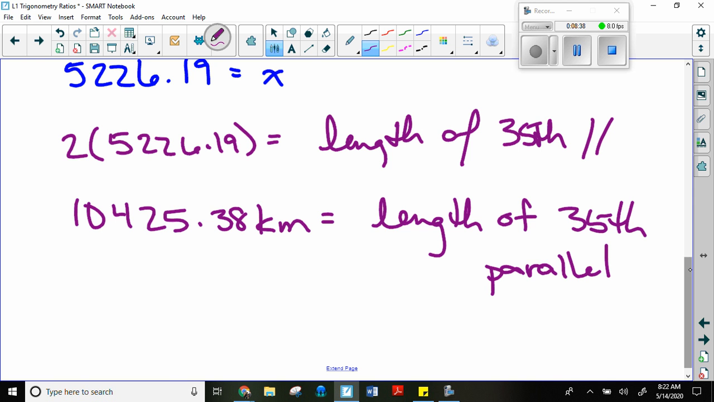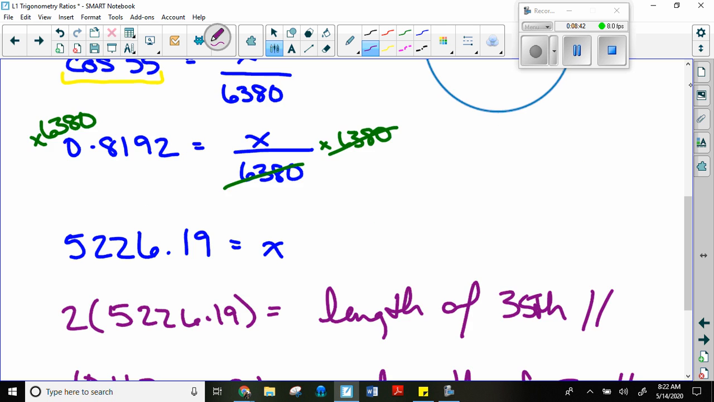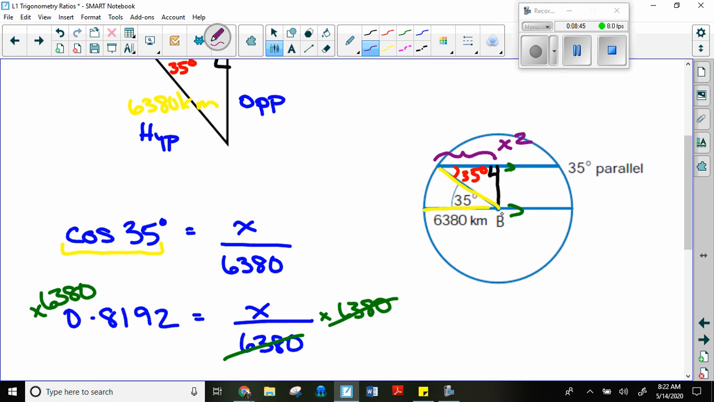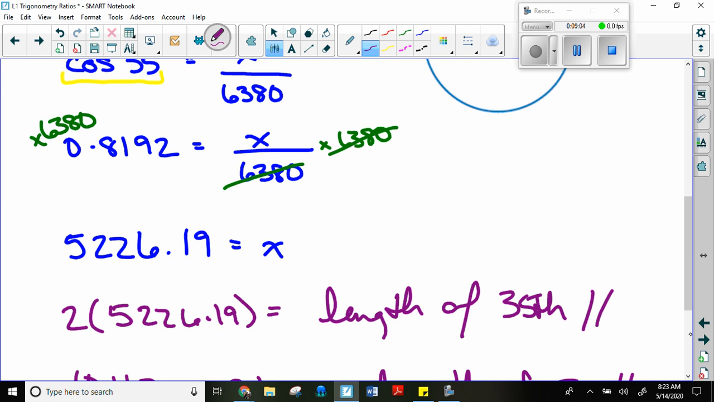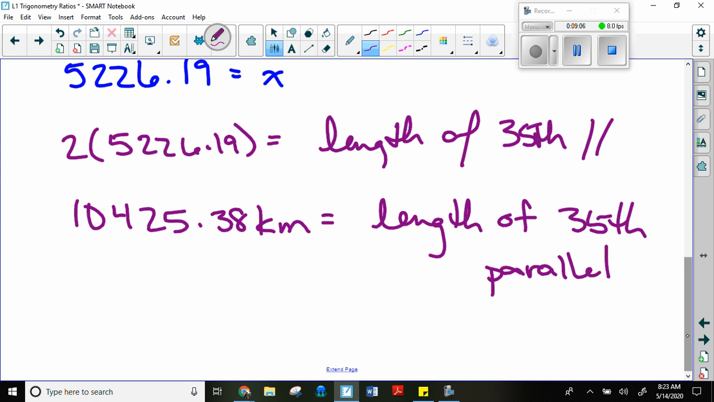So that means the equator is, let's double the equator. This has nothing to do with the question, we're done with the question. But let's double the equator, because 6,380 times 2, so the equator is 12,760 kilometers across, and the 35th parallel is 10,000 kilometers. That's such a big number. Cool, cool, we did it.